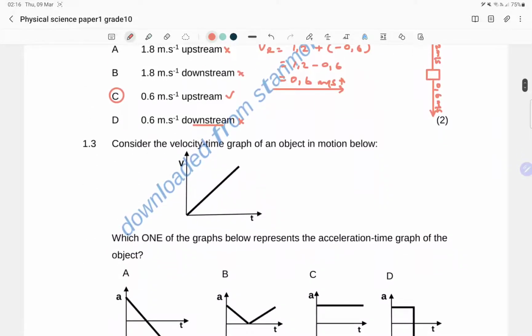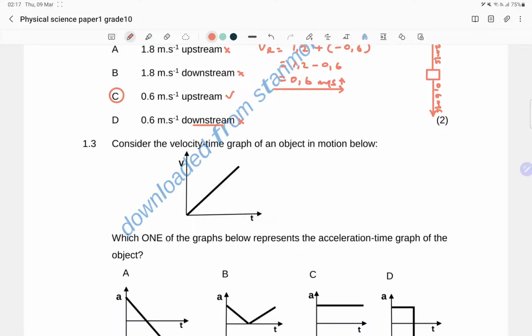Moving on. Consider the velocity time graph of an object in motion below. We can see there that the velocity is on the vertical axis and time on the horizontal axis. And we can see here this line right here is kind of saying these are directly proportional.